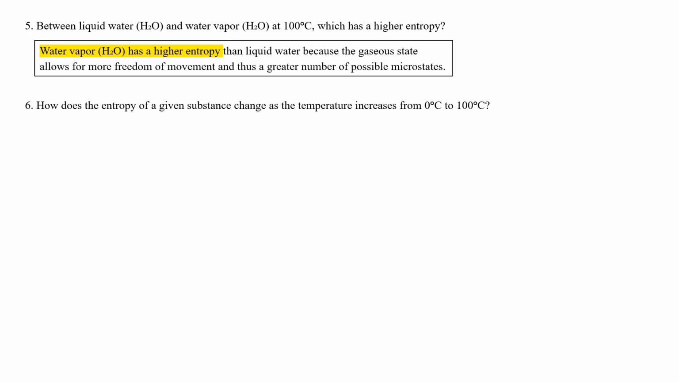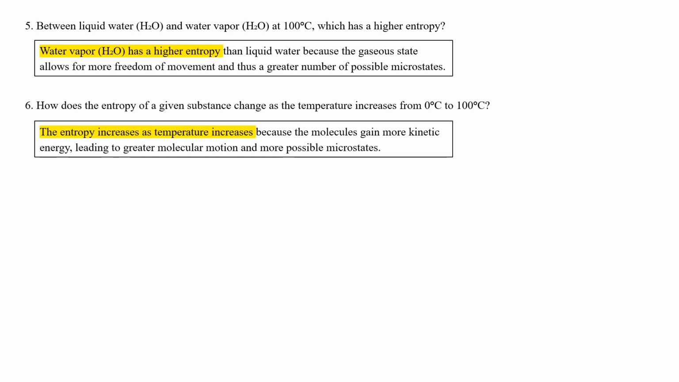How does the entropy of a given substance change with temperature? If we increase the temperature from 0 degrees Celsius to 100 degrees Celsius, with increasing temperature, entropy increases. The reason is molecules gain more kinetic energy. After we increase the temperature, they absorb heat energy and increase their molecular motions. Increasing molecular motions makes more microstates possible. That leads to higher entropy.